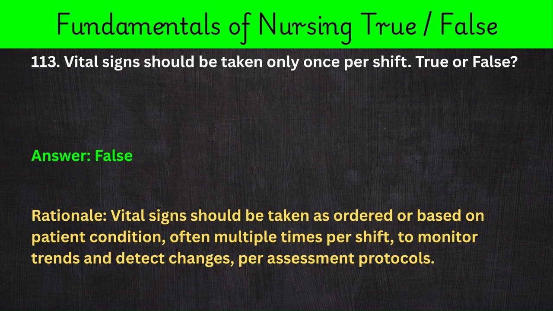113. Vital signs should be taken only once per shift. True or false? Answer: false. Rationale: Vital signs should be taken as ordered or based on patient condition, often multiple times per shift, to monitor trends and detect changes, per assessment protocols.